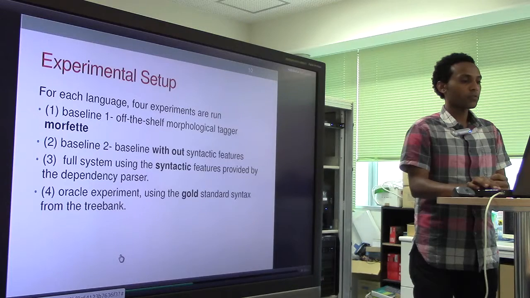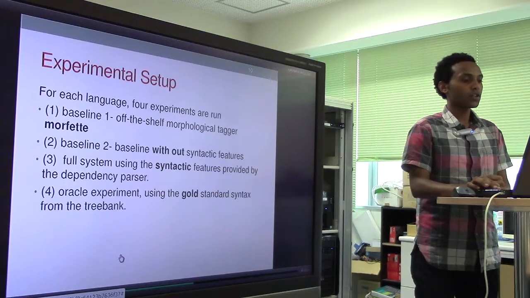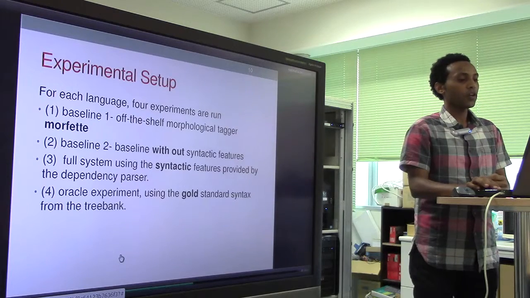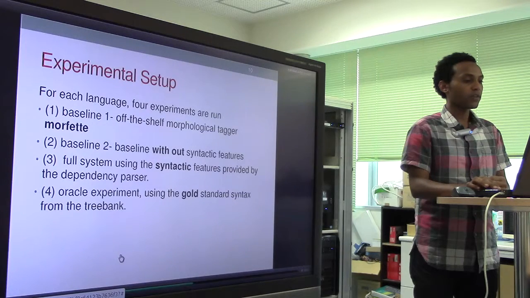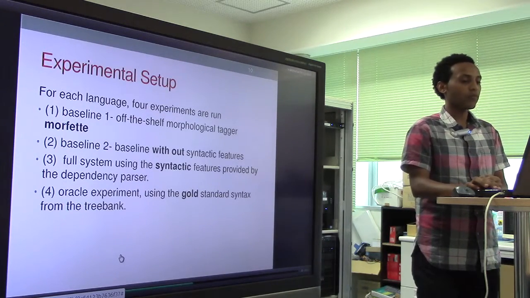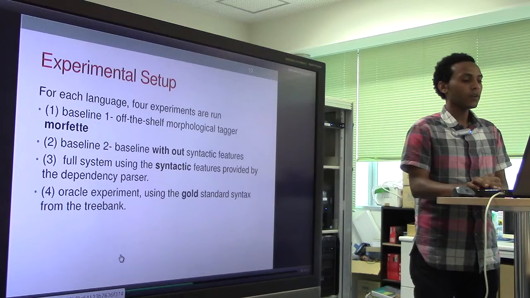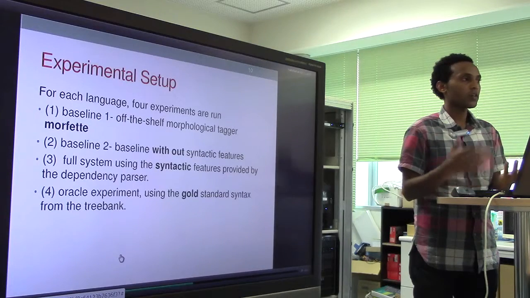The experiments were done in 4 different configurations. The first is a baseline, where they used an off-the-shelf, pre-made morphological tagger called Morfette. In the second baseline, they used the features that we have seen earlier without the syntactic features. So these are the 2 baselines. In the third setup, they used the full system with the syntactic features provided by the dependency parser. In the gold experiment, using gold syntax, they also used this test for comparing their results with the gold results.